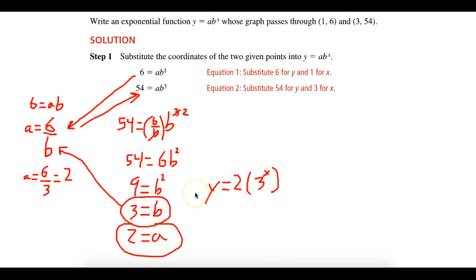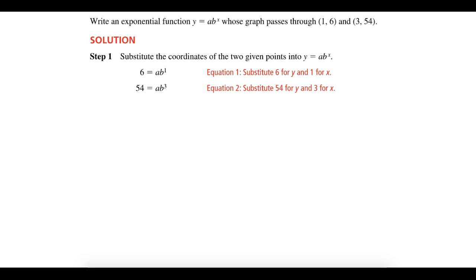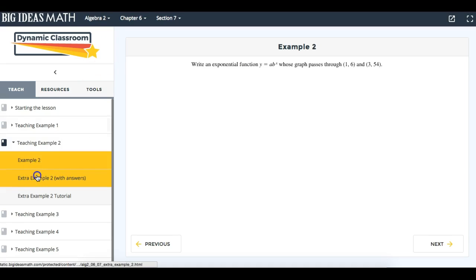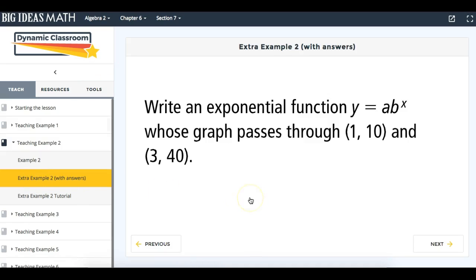Okay, so now there's a problem I want you to work on. You can always come back and look at this work, extra help. I want you to do this example right here. So we've got an exponential function, so use the standard form y equals ab to the x, and the 2 points that this graph passes through are 110 and 340. So go ahead and write your equation in the text box now.